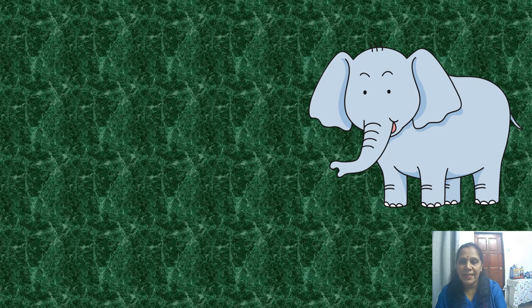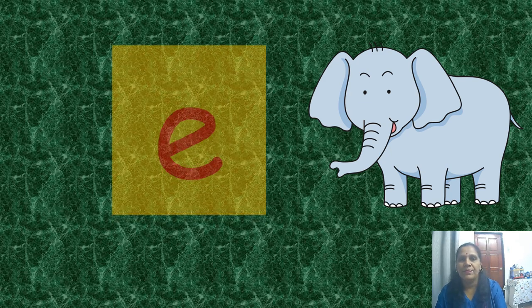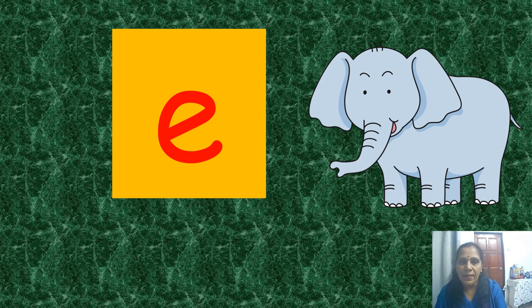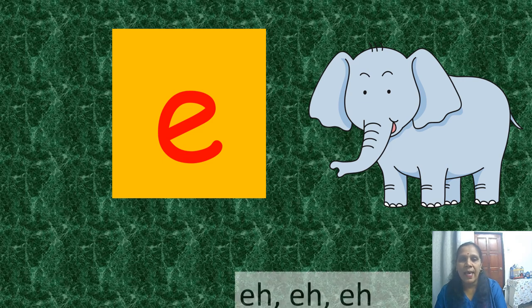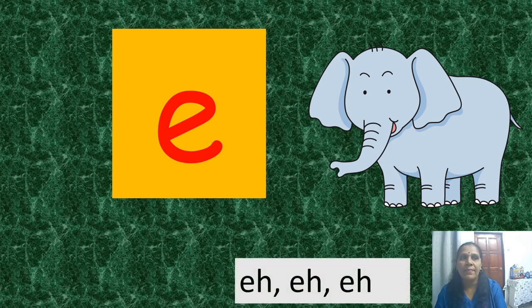What animal is this? This is an elephant. Elephant starts with the letter E. E makes the eh sound. Let's say eh, eh, eh.